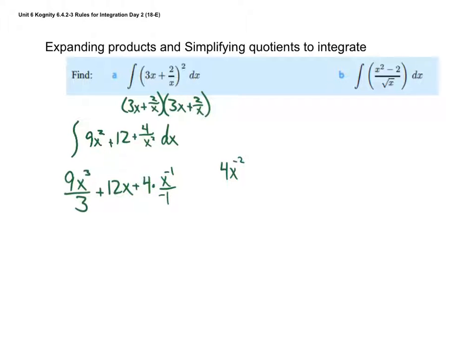So it becomes negative 4x to the power of negative 1. So we can reduce this first part. That's 3x cubed plus 12x, and then that's going to be a minus, and I'll simplify the negative exponent, 4 over x. And then we add c, so plus c.